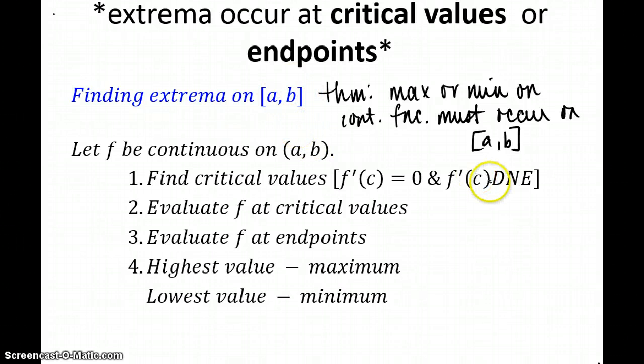So the steps: find the critical values of the function, set the derivative equal to 0, find where the derivative doesn't exist, evaluate the function at these points found, evaluate the function at the endpoints, and then you just compare what the y values are. The highest y value would be the maximum, the lowest y value would be the minimum.